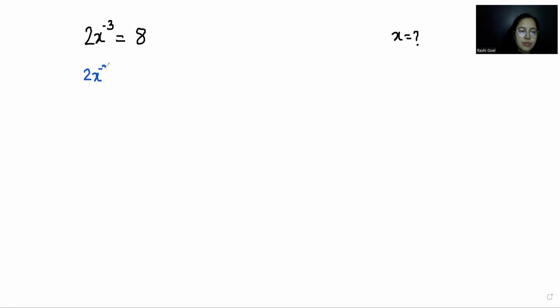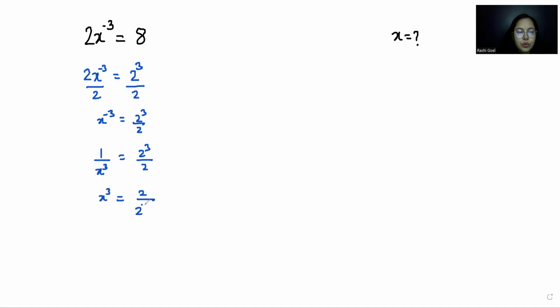So 2x^(-3) = 8. We can write it as 2 cube. Now I'm going to divide both sides by 2. So x^(-3) = 2 cube by 2, or 1 by x cube is equal to 2 cube by 2, or x cube is equal to 2 by 2 cube.